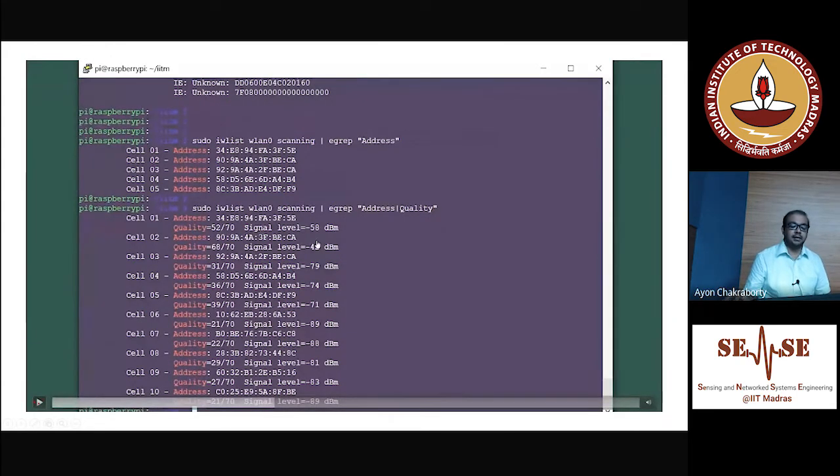And this is the signal level. What is the received signal strength? That is minus 58 dBm, minus 42 dBm, minus 79 dBm, and so on. And these are far off. Minus 89 dBm is very far, right? That's why it is reducing so much. Minus 89 dBm is also there.